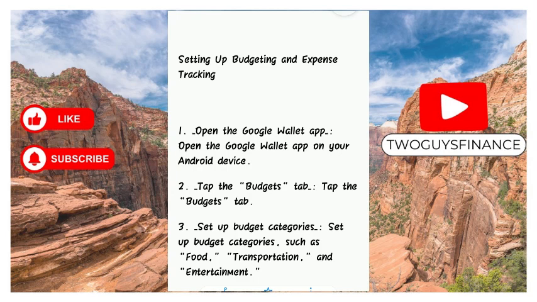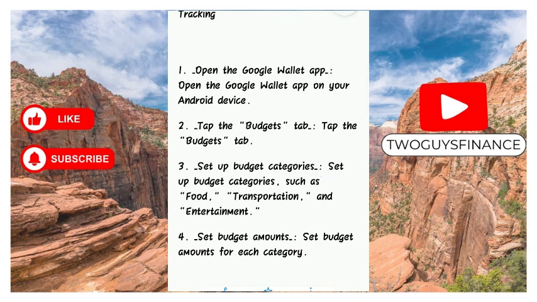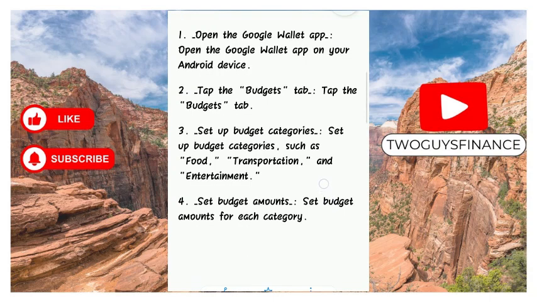What you want to do is open the Google Wallet app on your Android device and then just tap the budget tab, then set up budget categories such as food, transportation, entertainment and whatnot, and then just set budget amounts for each category.